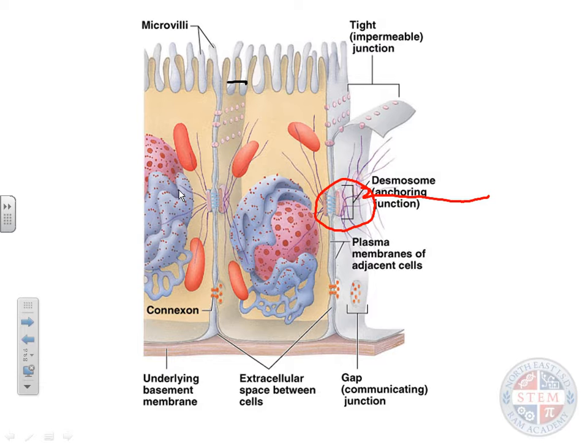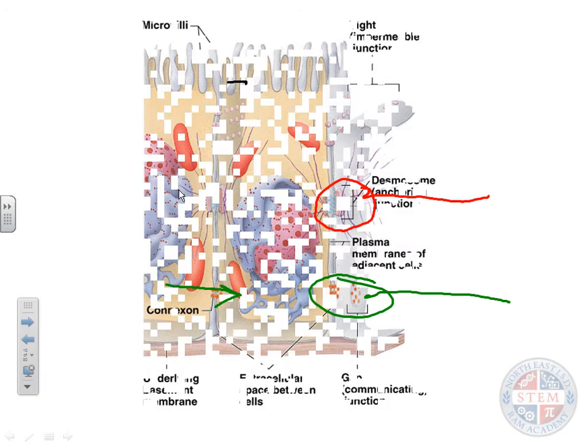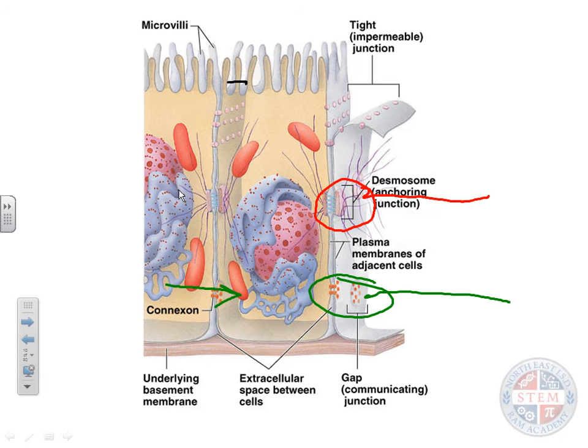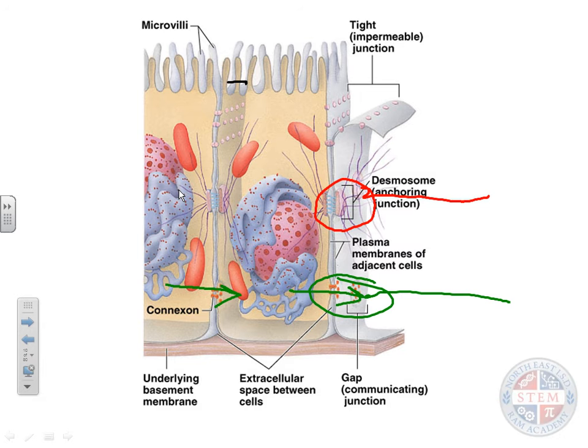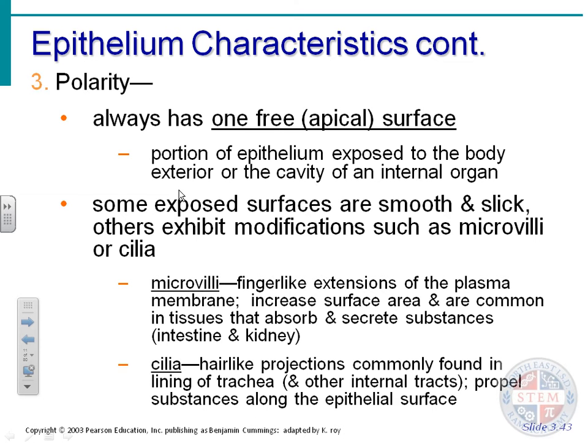And then you have the gap junctions. Gap junctions are found here. And gap junctions allow for the movement of stuff from cell to cell, passing through, and that communication backwards and forwards from cytoplasm to cytoplasm between cells.